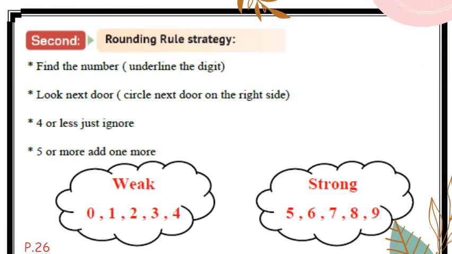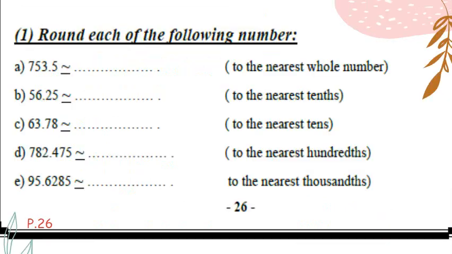And now let's talk about the second strategy. The second strategy is the rounding rule strategy. And we have some steps in this strategy. The first one, find the number and underline it. Second, look next door and circle next door. If next door is 4 or less, just ignore. 5 or more, add 1 more. So the weak numbers are 0, 1, 2, 3, 4, and the strong numbers are 5, 6, 7, 8, and 9.